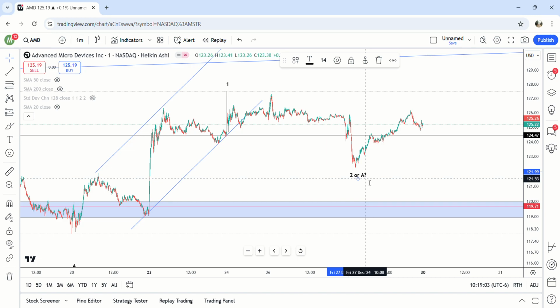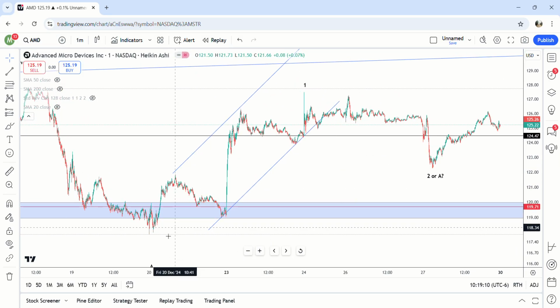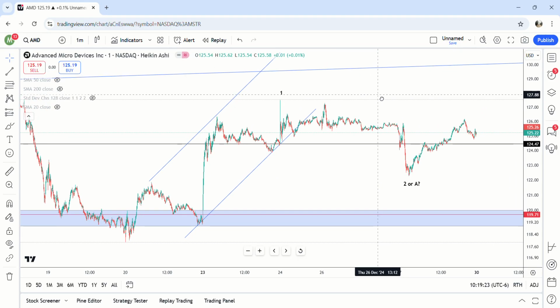All right, let's do an update here on AMD. Going down to the 1 minute time frame. So going back to the video I did, we were back down here around like 116, 117. We hit a 3-day demand zone. We bounced out of it. And so I'm looking for 137 on this.